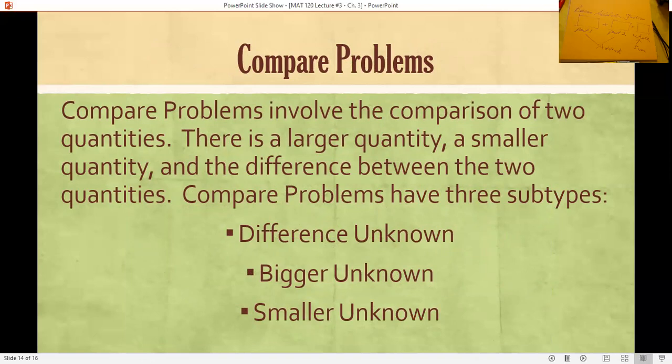And our last style of word problems is called compare problems. Compare problems involve the comparison of 2 quantities. There is a larger quantity, a smaller quantity, and a difference between the 2 quantities. Compare problems have 3 subtypes: difference unknown, bigger unknown, and smaller unknown. So let's see if we can come up with a basic structure associating these. We would have the bigger minus the smaller is going to equal the difference.